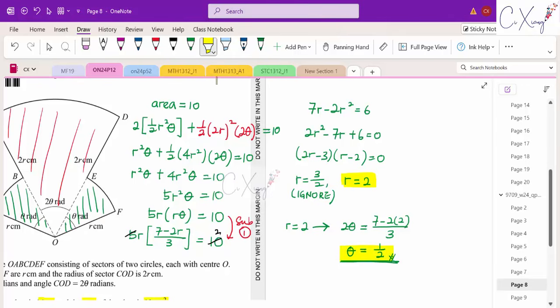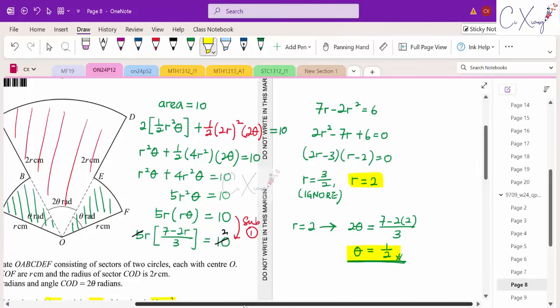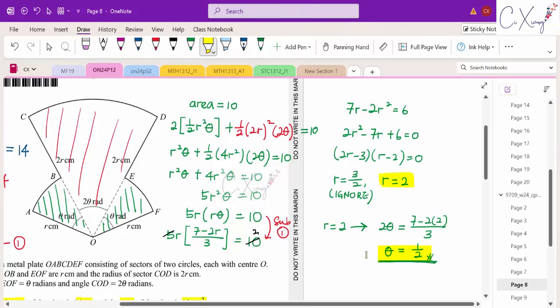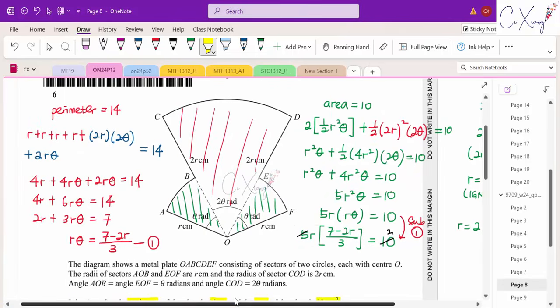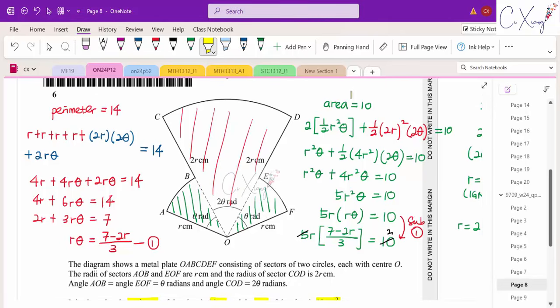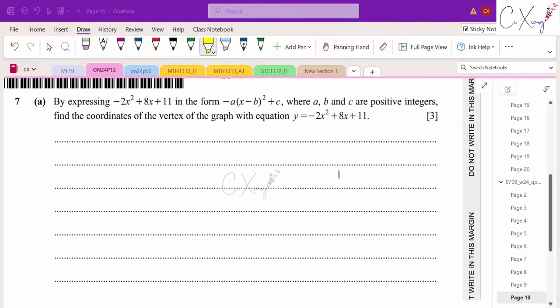Basically for this question, we are trying to solve the equations simultaneously to get the value for r and also theta. The formulas involved are the arc length, how to calculate the perimeter, and at the same time the formula of the area of a sector. So this is how we solve question number 6.